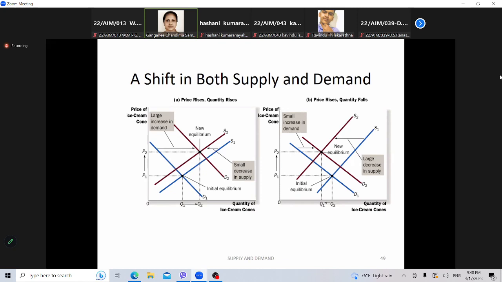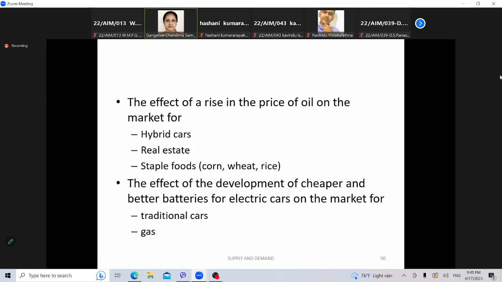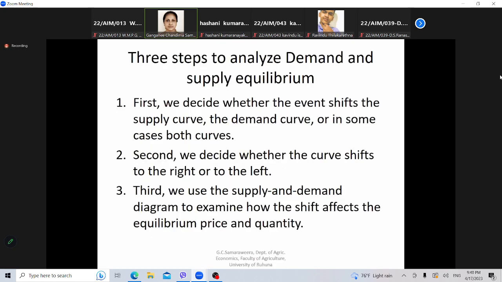Let's say the supply equilibrium and the demand equilibrium. Okay. So the effect of the price of oil on the market for hybrid cars, real estate, staple foods like corn and wheat, and the effect of the development of cheaper and better batteries for electric cars on the market for traditional cars and gas.